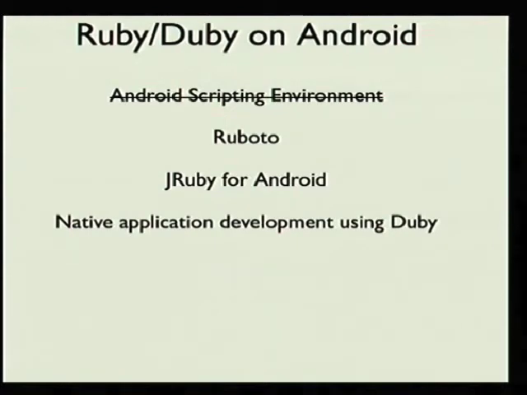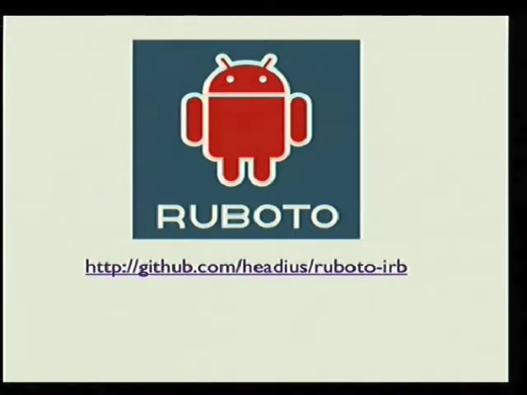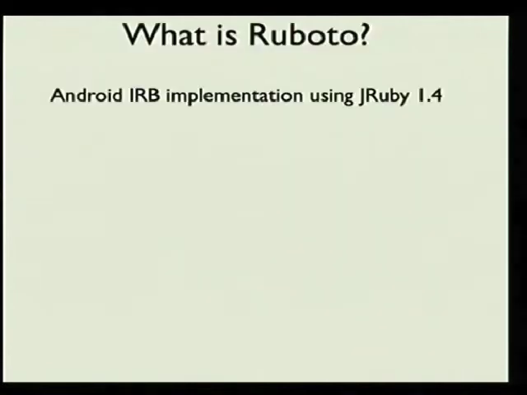Next up is Ruboto. That's where you can get it, github.com, Hideous, Ruboto IRB. What is it? It's an Android IRB implementation using JRuby 1.4, which is a good thing to note, because Android scripting environment currently only uses JRuby 1.2, I think, release candidate 1. I created a patch for my use. I created a branch, I should say, with it updated to 1.4, but still got some bugs, I think. I have to work out.